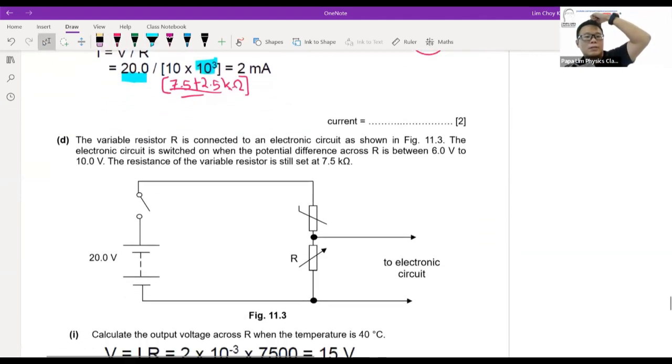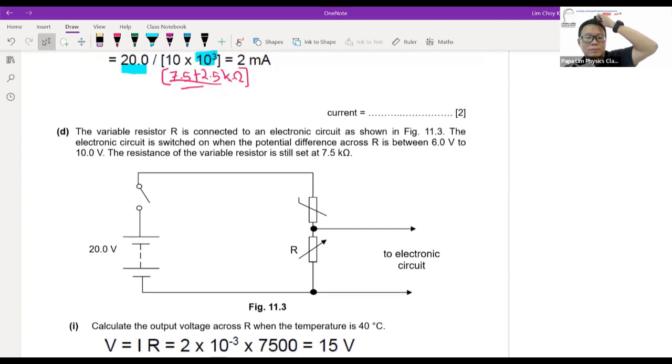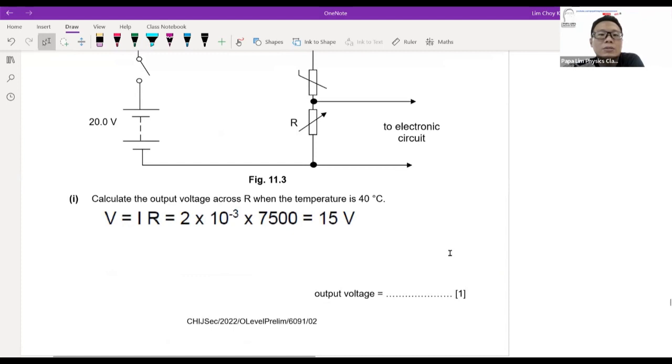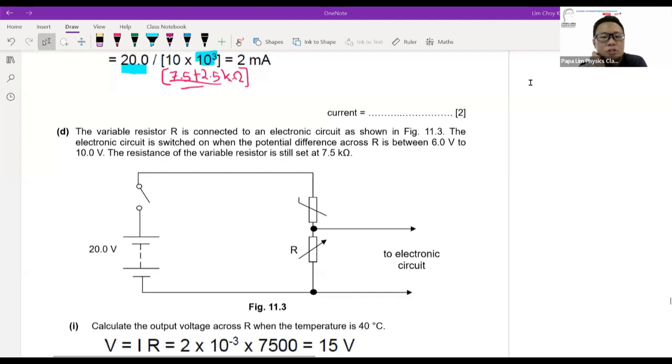Now in this case, the variable resistor R is connected. The setup is slightly different now. Now I'm connected to an electronic circuit. While the circuit has changed, the setup is still roughly the same, as in R is still 7.5 kilo ohm. The thermistor is still in use, still here, at 40 degrees Celsius, which means it is 2.5 kilo ohms. So this is the resistor here as of now at 40 degrees Celsius.